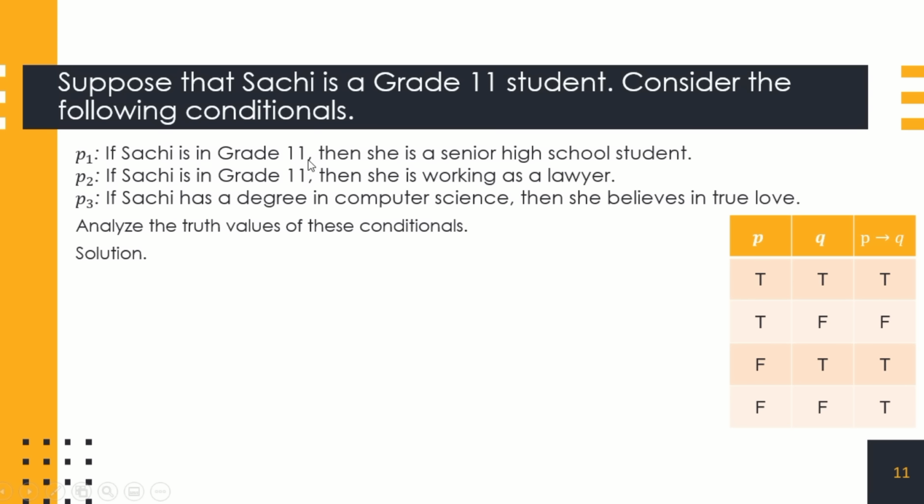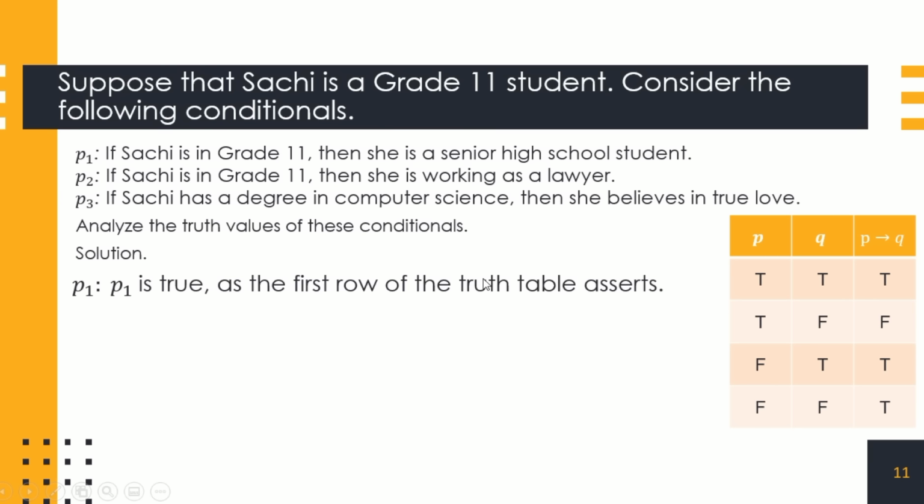So, true yon. Tama yon, right? Then, she is a senior high school student. Once na grade 11 ka, of course, ibig sabihin nun, senior high school student ka. So, sa pangalawang statement, true din. Therefore, proposition 1 is true as the first row of the truth table asserts.